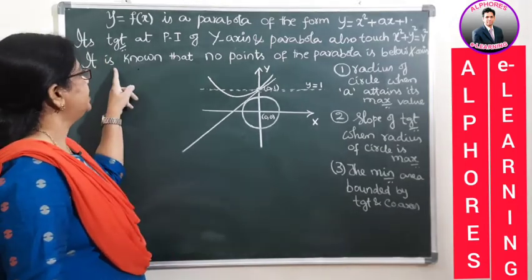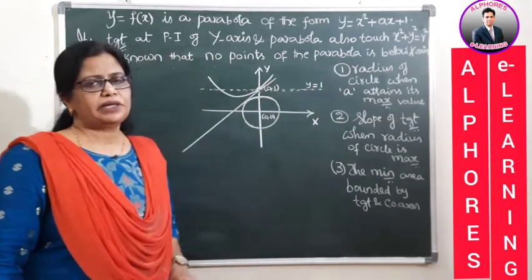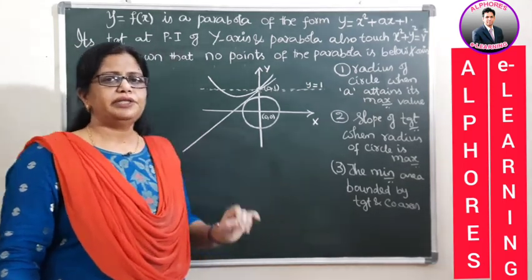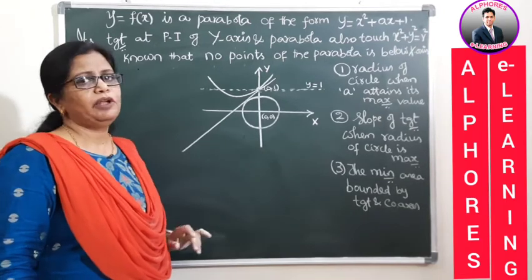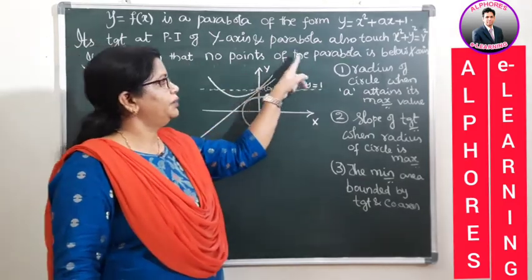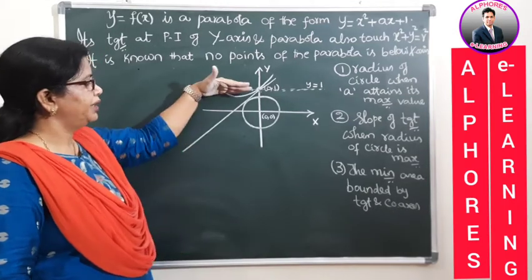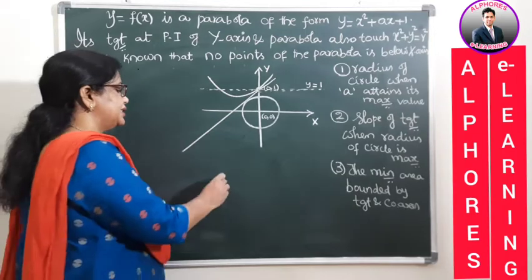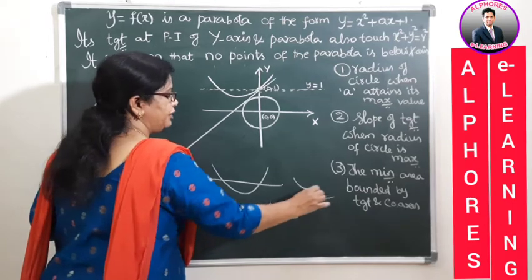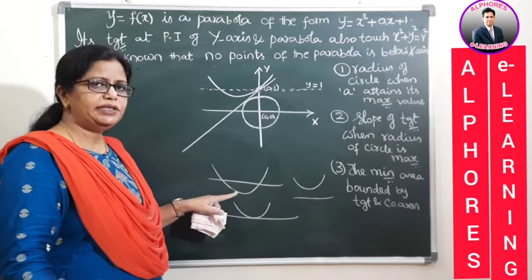Now they are saying it is known that no points of the parabola are below the x-axis. Students, while solving advanced level or mains level problems, each and every word and sentence in the problem is very important. So observe the last sentence: there is no point of the parabola which is below the x-axis. What is the meaning of that? The parabola cannot fall below the x-axis. It can be like this, or like this, but the parabola cannot come in this way. This is what they want to tell.